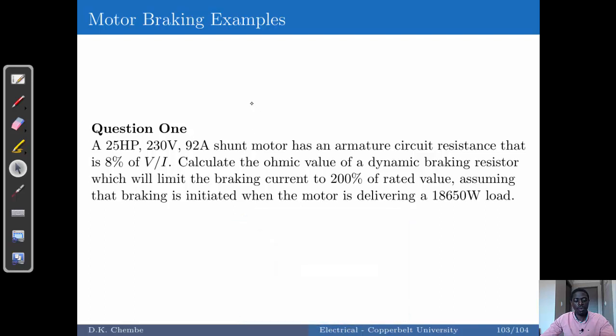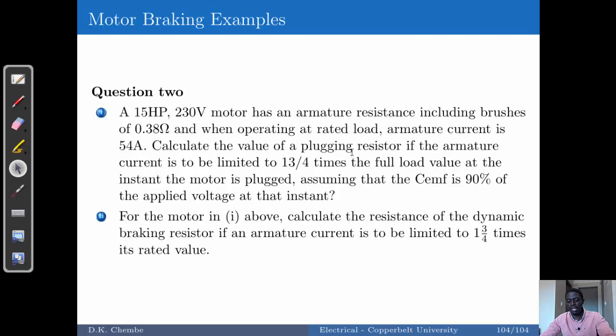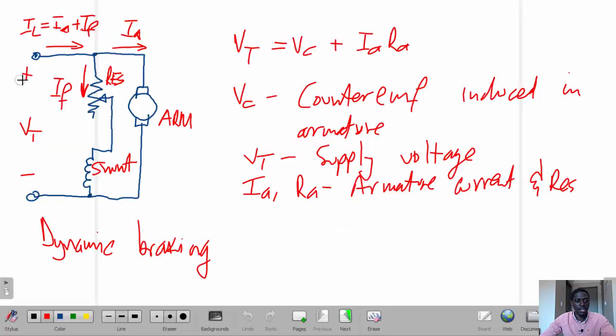Today we look at some of the examples in motor braking, and the question I have here says a 25 horsepower, 230 volts, 92 amps shunt motor has an armature circuit resistance that is 8% of the voltage over current, and then you are asked to calculate the ohmic value of a dynamic braking resistor that will limit the braking current to 200% of the rated value, assuming that braking is initiated when the motor is delivering an 18,650 watts load.